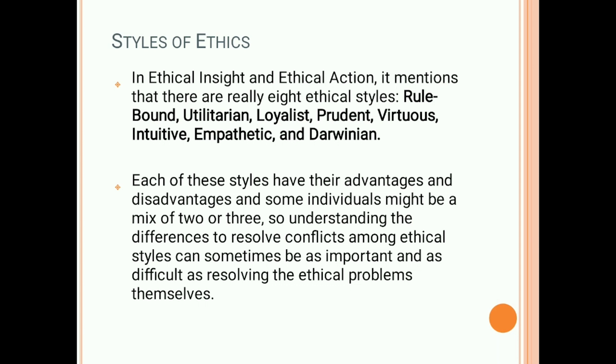It mentions eight ethical types. The first one is rule bound, the second is utilitarian, the third is loyalist, the fourth is prudent, the fifth is virtuous, the sixth is intuitive, the seventh is empathetic, and the final one is Darwinian. These are the styles of ethics which we are going to discuss today.